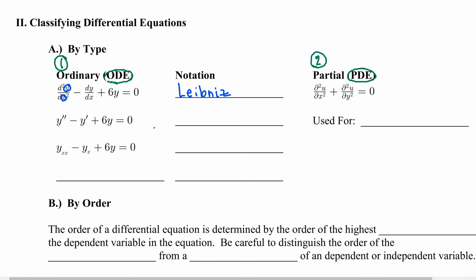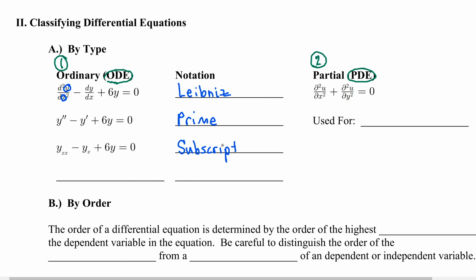Another way to express that exact same differential equation is using what we call prime notation. y double prime minus y prime plus 6y equals 0. Again, that's exactly the same differential equation. We're just denoting the derivatives a little bit differently. Prime notation is fast and efficient and very easy to write. Another type of notation that you'll be familiar with from Calculus 3 is subscript notation.